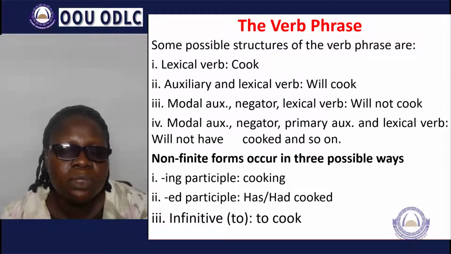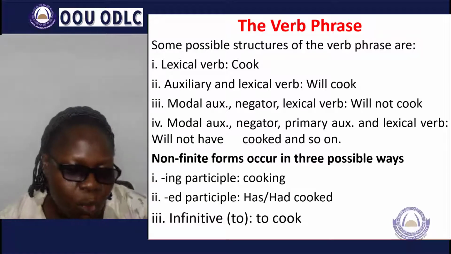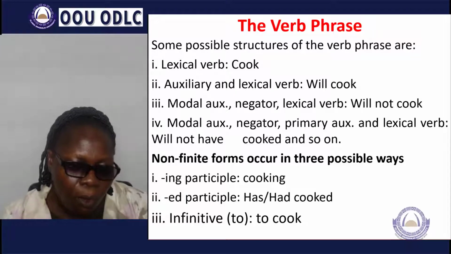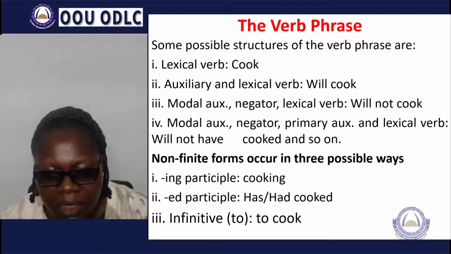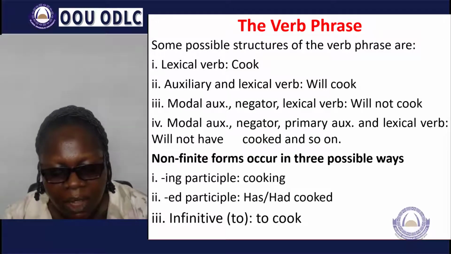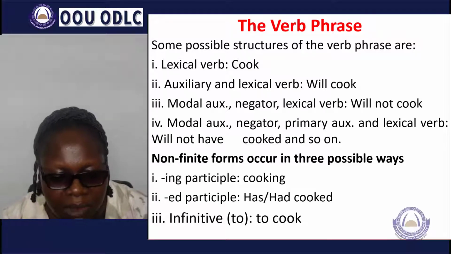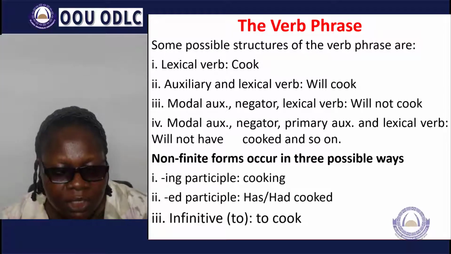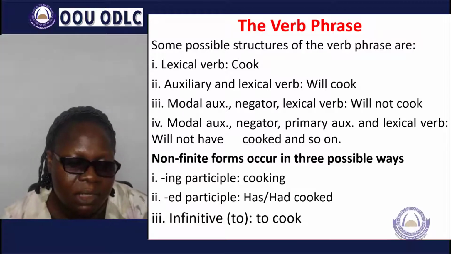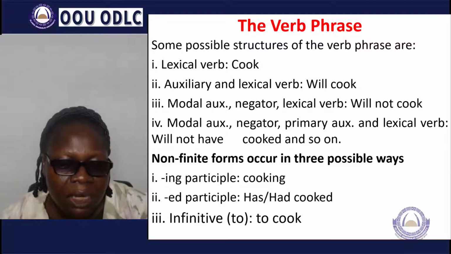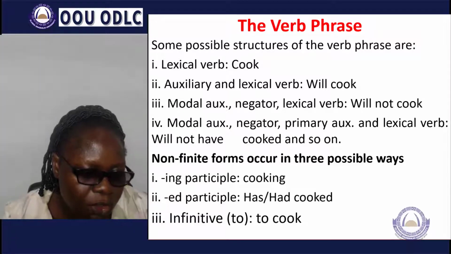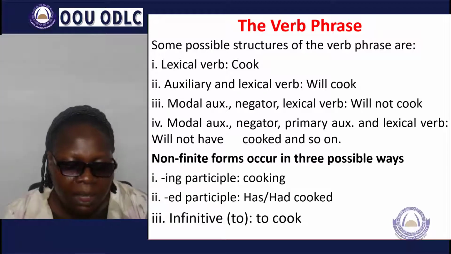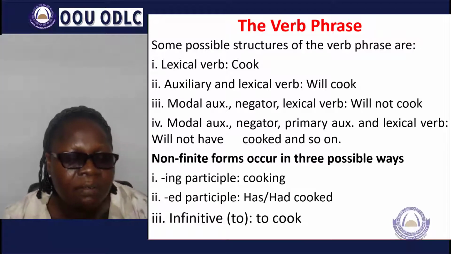There are other forms of the verb phrase in which you have the ing participle form of the lexical verb, like you have in cooking. Then you have the ed participle form, as we have in has cooked or had cooked. In she is cooking, you have is, which is a primary auxiliary, joined to the lexical verb that has an ing structure, the continuous form of the verb cooking. Then in number 2 there, you have the ed participle.